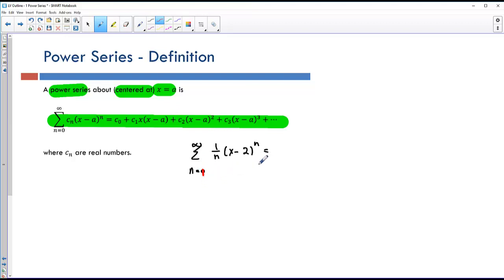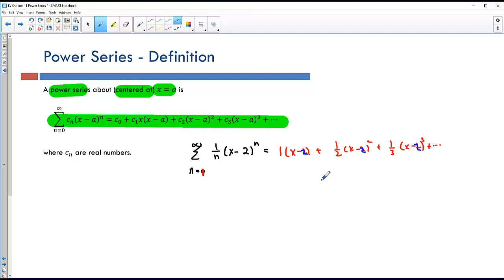If you start this at 1, then when you plug in 1, you get 1 times x minus 2, plus, now plug in 2, you get 1/2 times x minus 2 quantity squared, plus, let's do one more, plug in 3, so 1/3 times x minus 2 quantity cubed, and then plus dot dot dot. This is an example of a power series. It's centered at the number 2, because you're doing x minus 2.